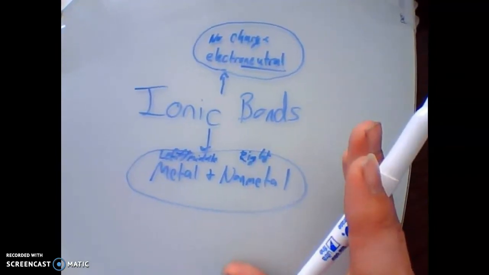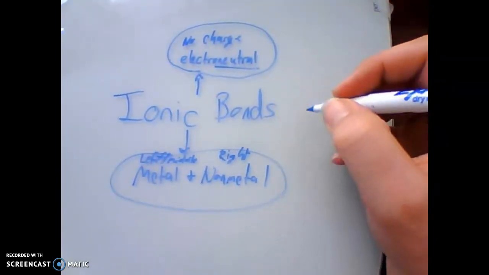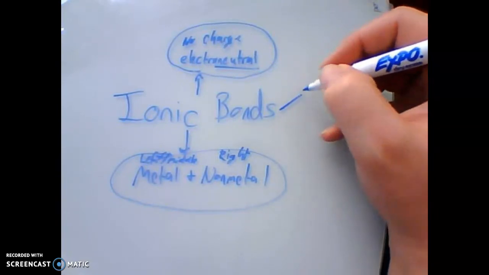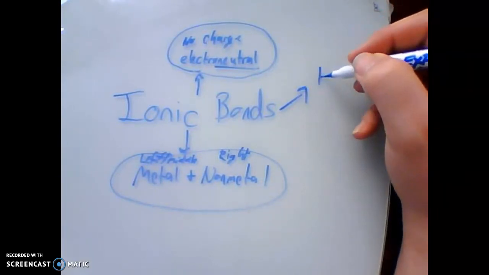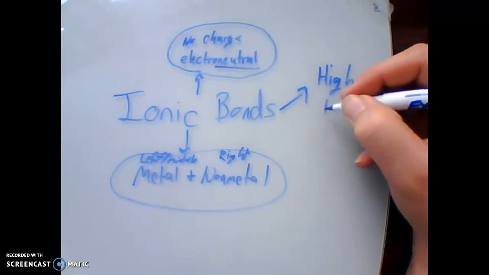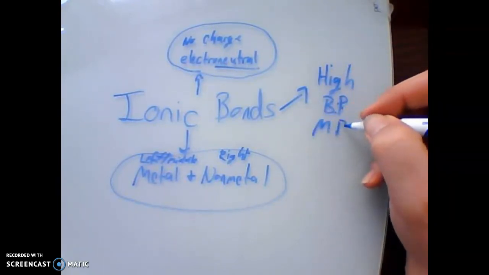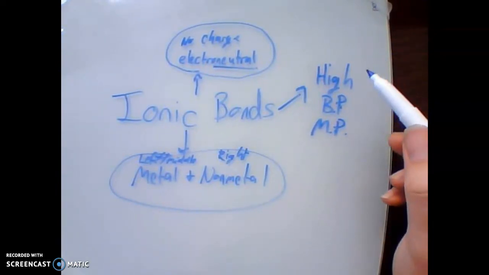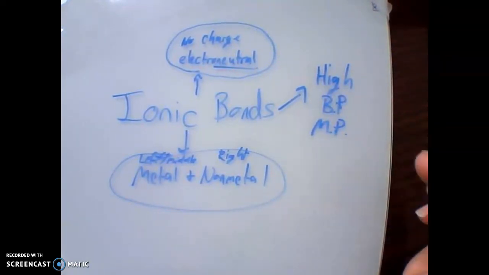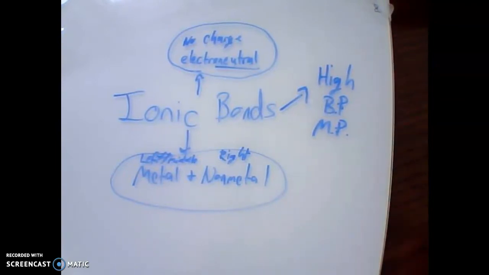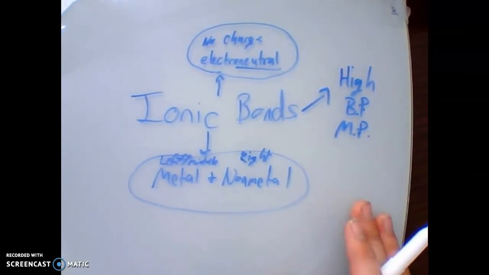The other thing we have to be able to do with ionic bonds is compare them to covalent bonds. We know ionic bonds have a high boiling point, as well as a high melting point, both of which are very high for ionic bonds. Covalent bonds are low on those. So comparing an ionic to a covalent, you're dealing with a high or low boiling point.